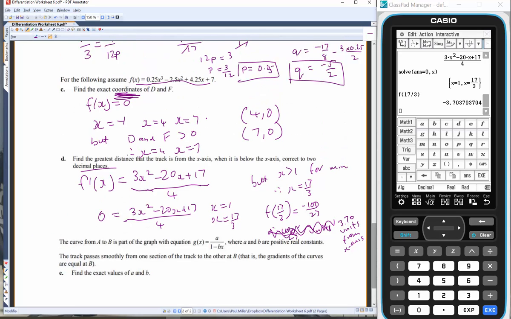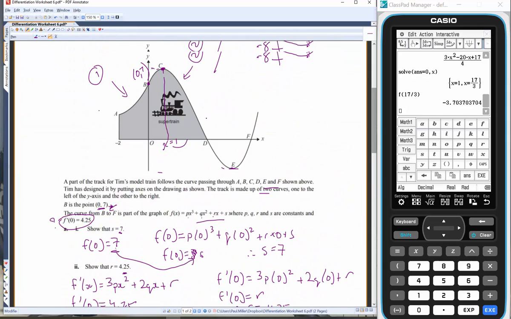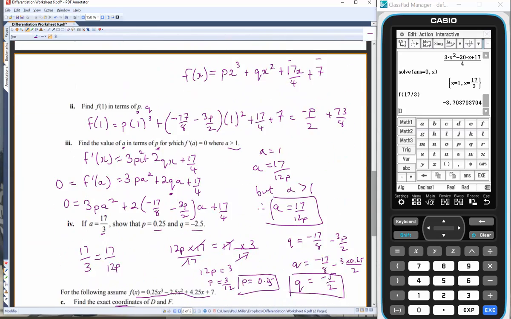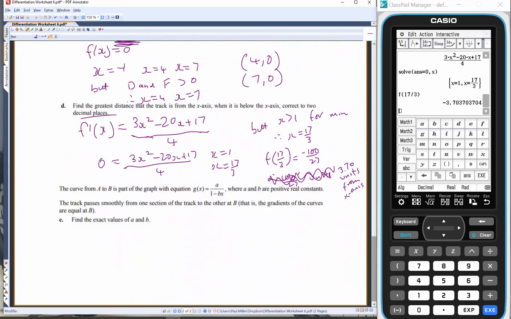Okay, so where does the join happen? The join happens at this point here. And from this information here, I know that the gradient at the join is 4.25. So that's what we know. So that we know for g of x, that point is going to be true. And the gradient, because it has to be the same as the other function, the gradient has to be 4.25 at that point. Okay.